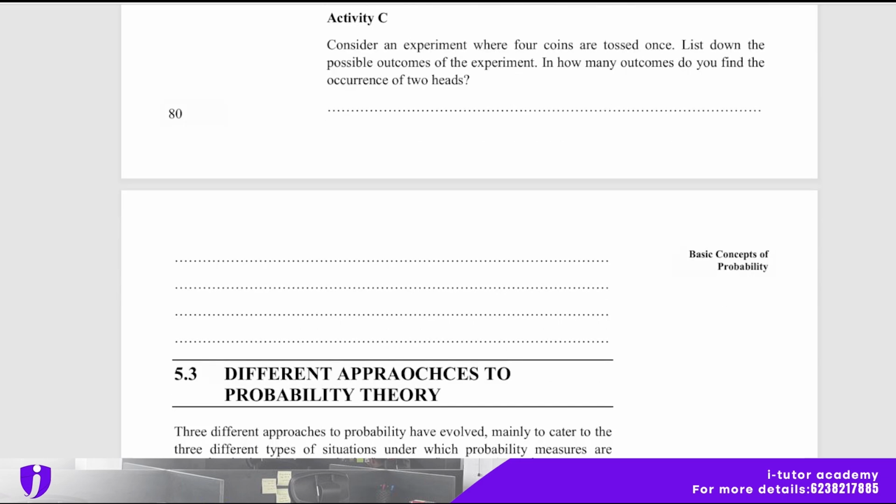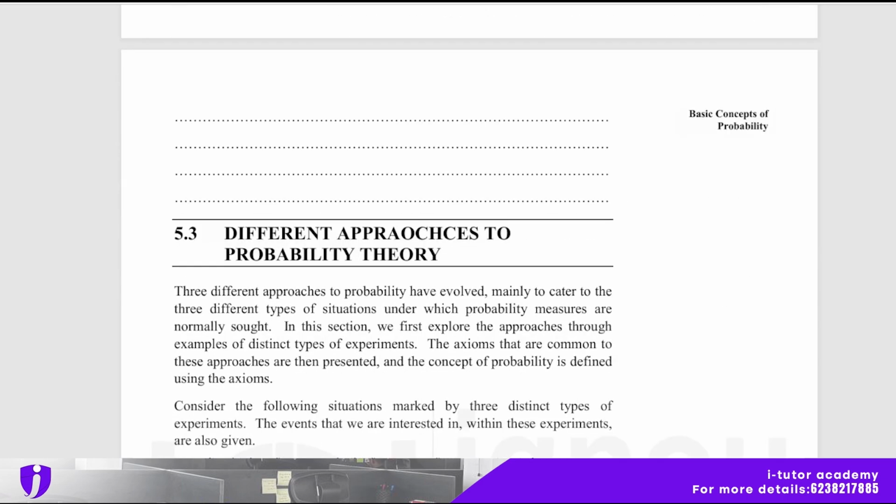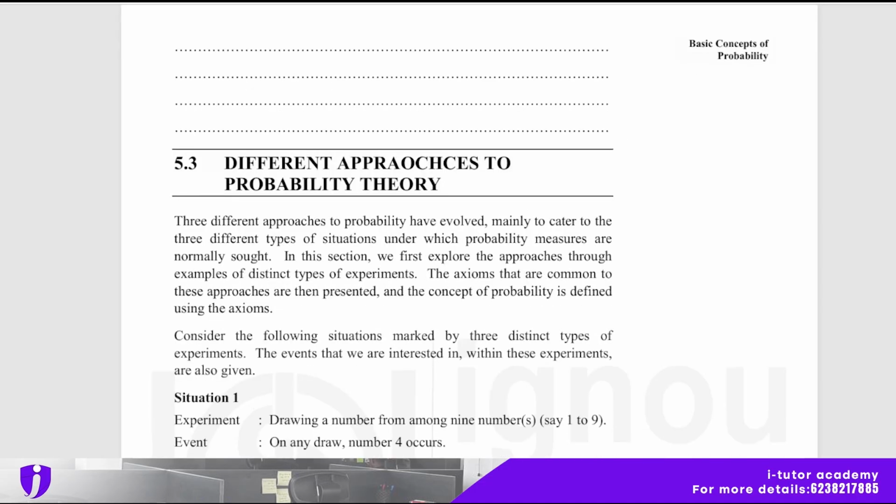And different approaches to probability theory. The three different approaches to probability have evolved mainly to cater to the three different types of situations under which probability measures are normally sought. In this section we first explore the approaches through examples of distinct types of experiments. The axioms that are common to these approaches are then presented and the concept of probability is defined using axioms.